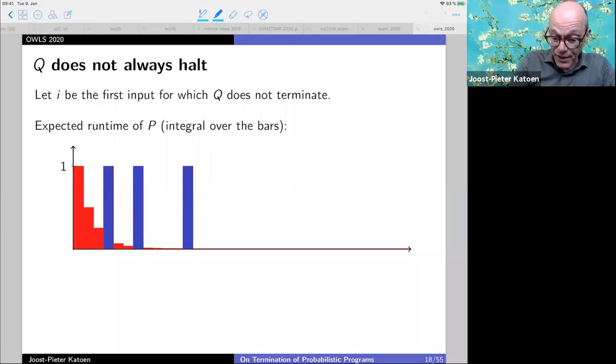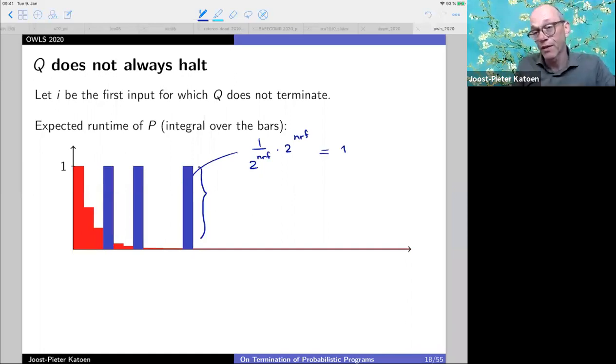Now, why is this exactly also 1? Because this iteration takes place with probability 1 over 2 to the power number of flips, right? And how many times do we do the iteration? We do this 2 to the power number of flips times. So this is exactly 1. So that explains why the height of this pillar is exactly 1.